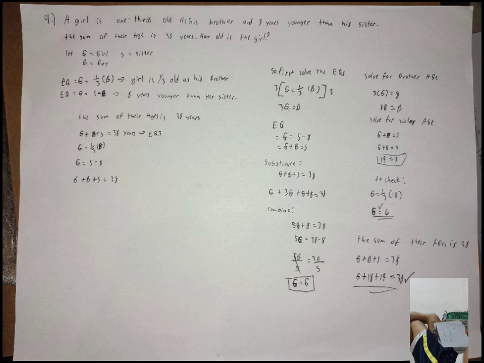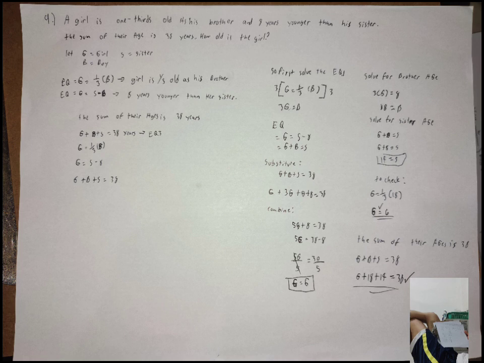Then solve for the brother's age. 3 multiplied by girl, which is 6, is equal to 18, which is B. So solve for the sister's age. So girl plus 8 is equal to S. Then 14 is equal to S.